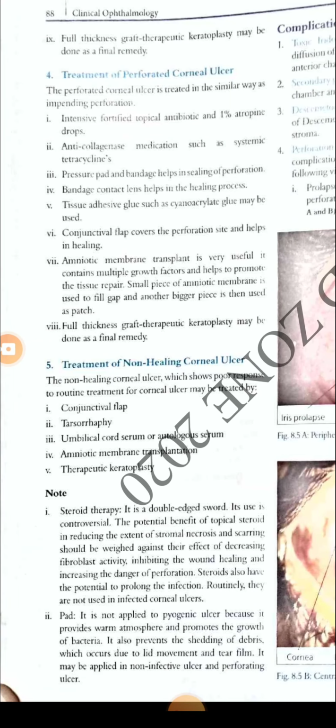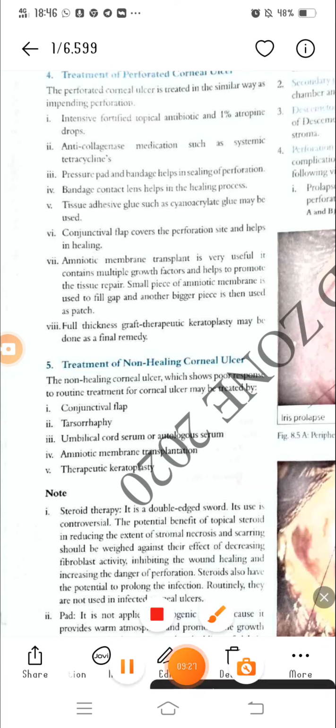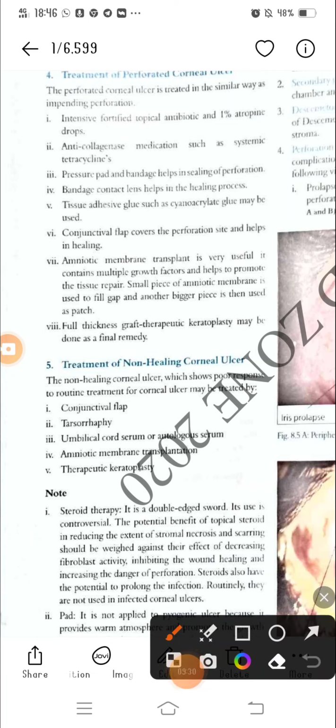Then comes treatment of the perforated corneal ulcer. It is treated in a similar way. You should give first of all topical antibiotics in order to relieve the infection. Then you should give anti-collagenase medication, because whenever there is healing, there is increased collagen formation. Pressure bandages, as I have shown you previously, and bandage contact lens, as I have shown you, can also be used. And tissue adhesive glue like cyanoacrylate glue can also be used.